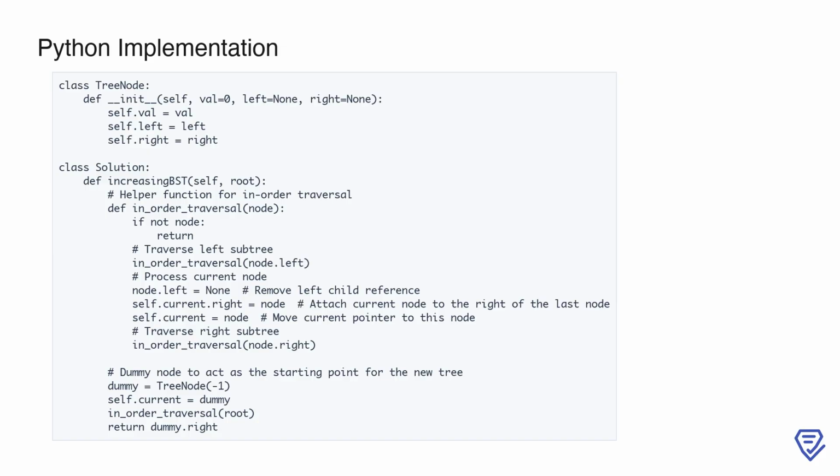After the traversal is complete, the right child of the dummy node is returned, which points to the root of the new tree. This approach ensures that the tree is transformed in place, without creating unnecessary new nodes, and leverages the in-order traversal's natural ordering properties. The solution handles edge cases like an empty tree, where root is none, gracefully, returning none as expected. The implementation is clean, efficient, and adheres to the constraints of the problem.